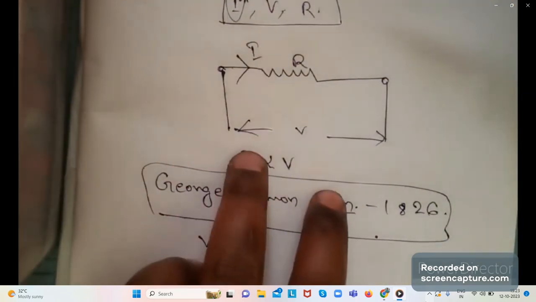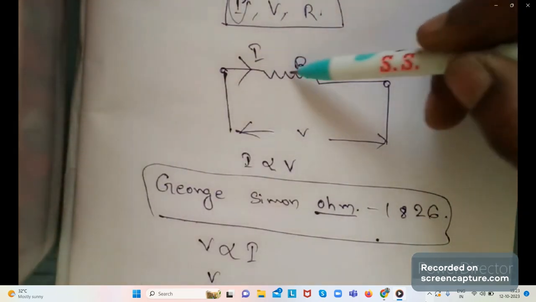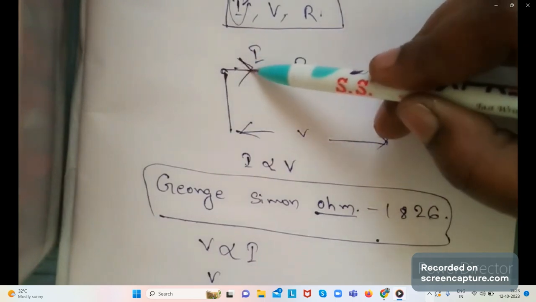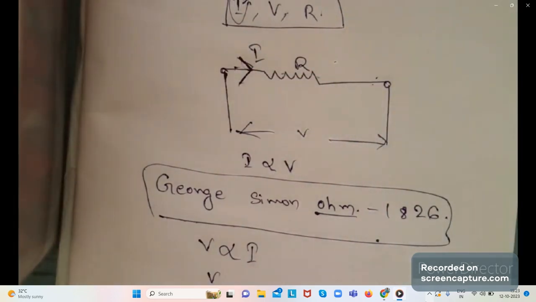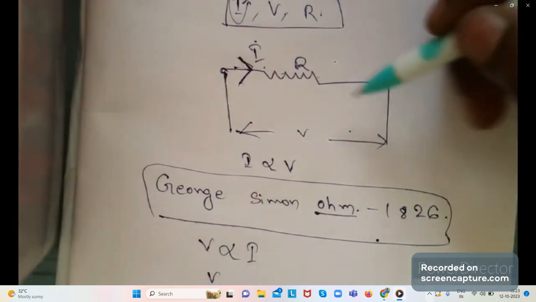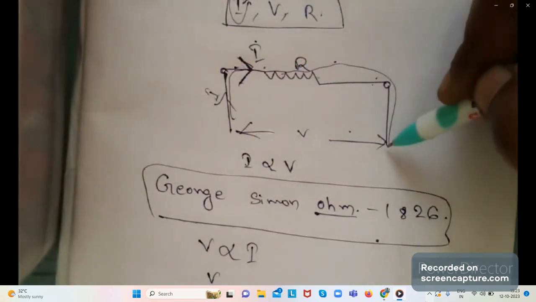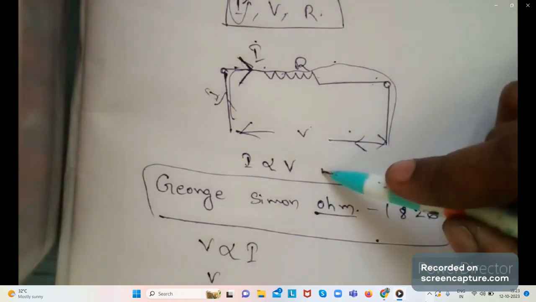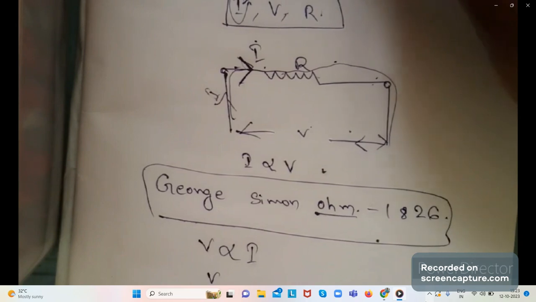Okay. For example, I will draw a diagram to explain Ohm's law. For example, a copper conductor acts like a resistance. The current I flows through the conductor when a voltage is applied across the resistance. Then the current flows from the starting point to the end point through the voltage. Then the voltage is directly proportional to I.